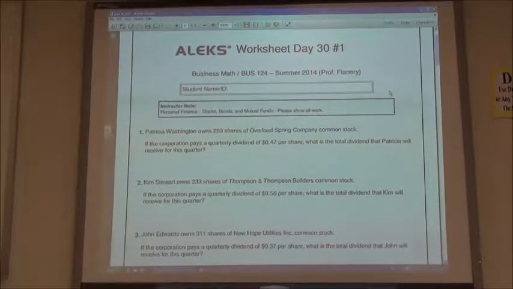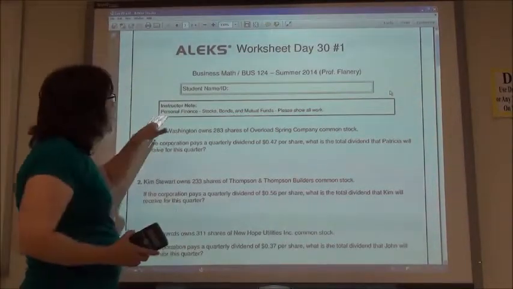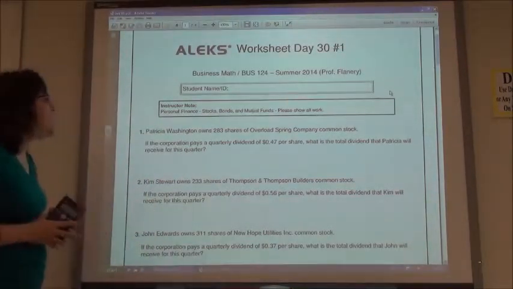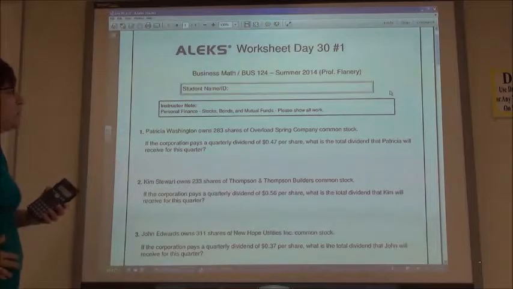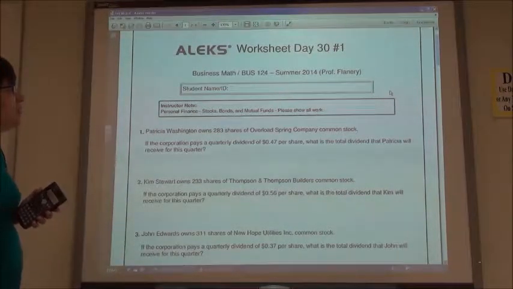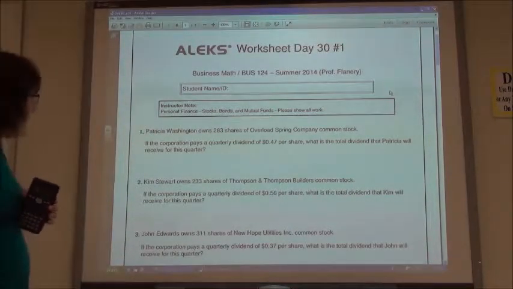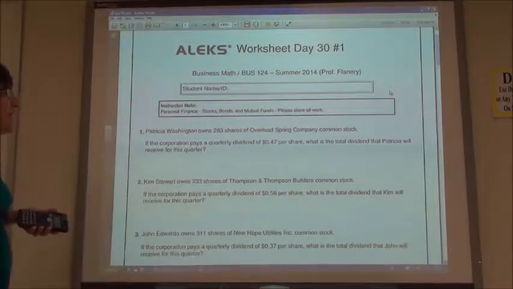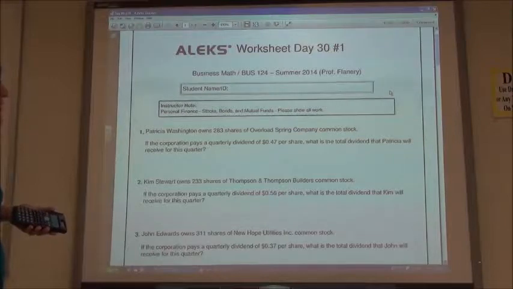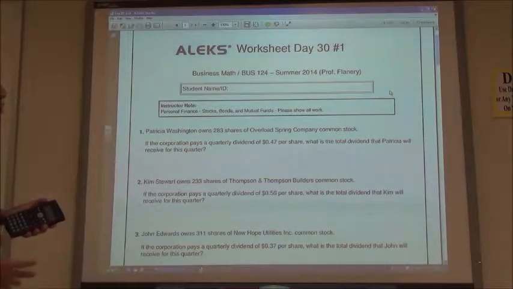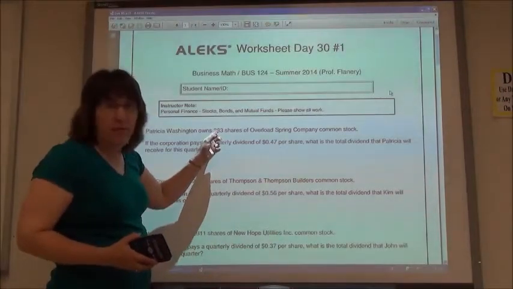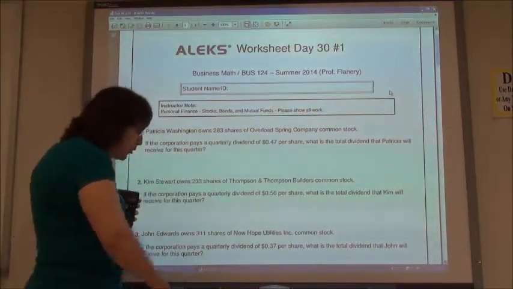All right, Business Math Worksheet Day 30. Under the Personal Finance section, still working with stocks, bonds, and mutual funds, it says Patricia Washington owns 283 shares of Overload Spring Company's common stock. If the corporation pays a quarterly dividend of 47 cents per share, what is the total dividend that Patricia will receive for the quarter? So she's basically just getting 47 cents times every share she has.